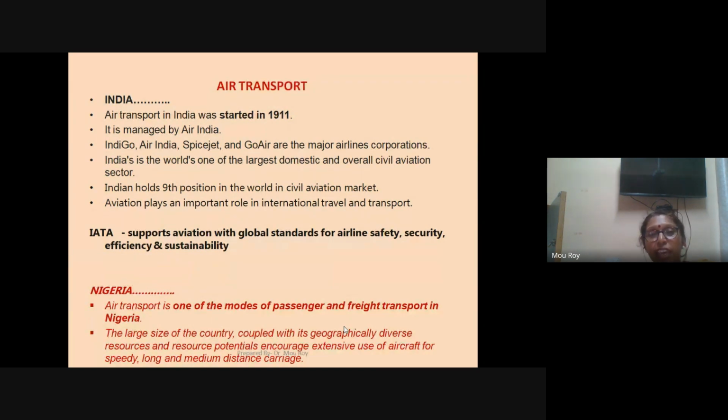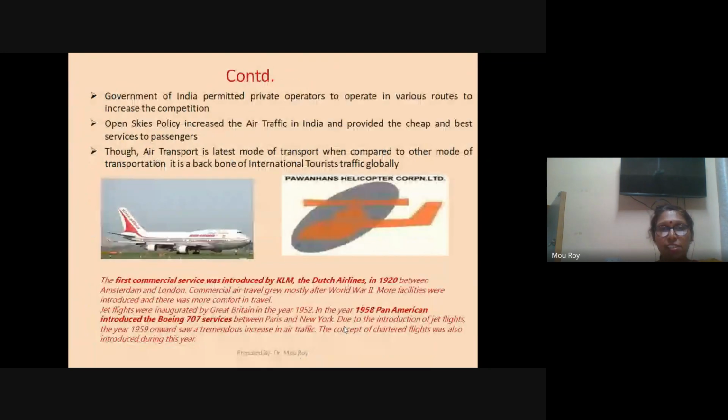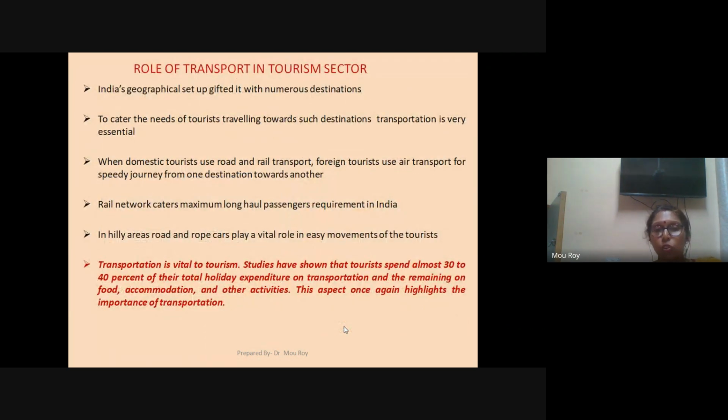And we have different airlines like Air India, Indigo, and Go Air. India also holds the 9th position in the world in the civil aviation market, so we are very proud of that. Aviation plays a very important role in international travel and transport. There is IATA, the International Air Transport Association, which supports aviation with global standards for airline safety, security, efficiency, and sustainability. These are some chartered flights. The Government of India has also permitted private operators to operate on various routes to increase competition.